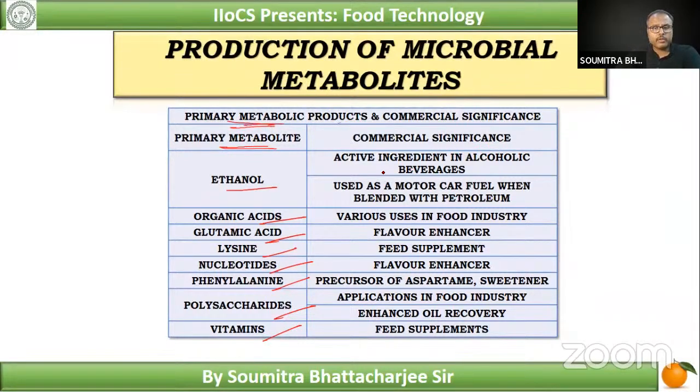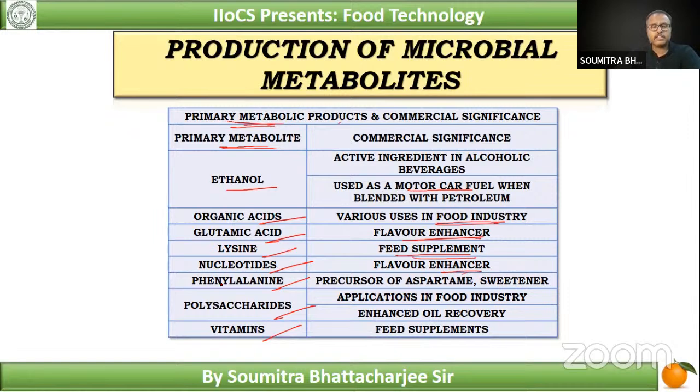Now, primary metabolites: ethanol is the active ingredient of alcoholic beverages, as we know very well, as well as motor car fuel. Organic acids are used in the food industries. Glutamic acid is used as a flavor enhancer, lysine as a feed supplement, then nucleotides as flavor enhancers, and all these parts.